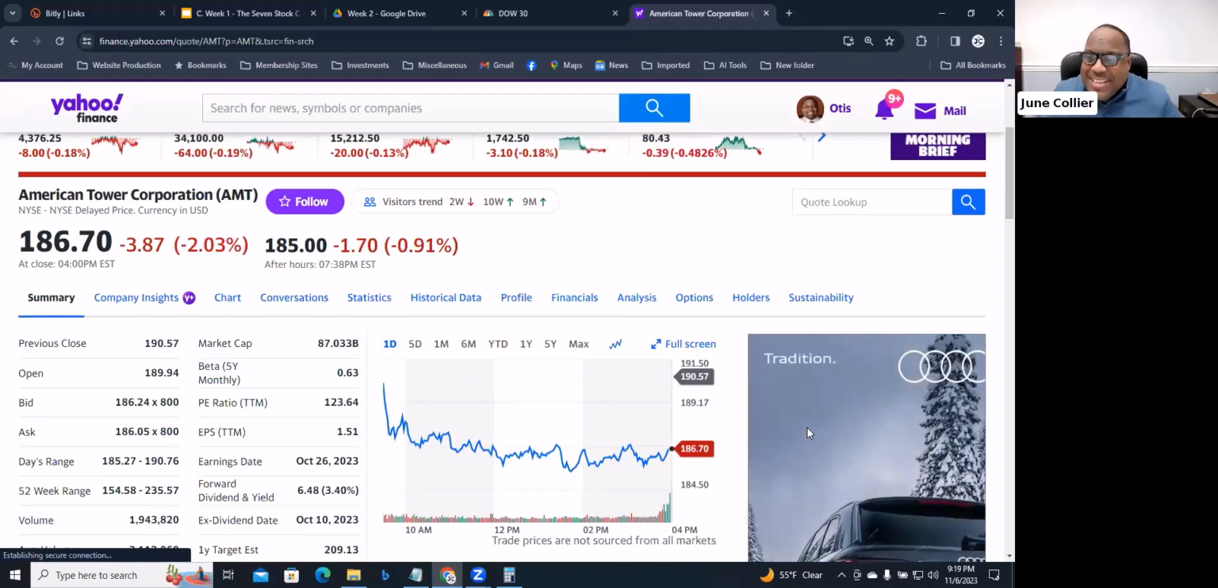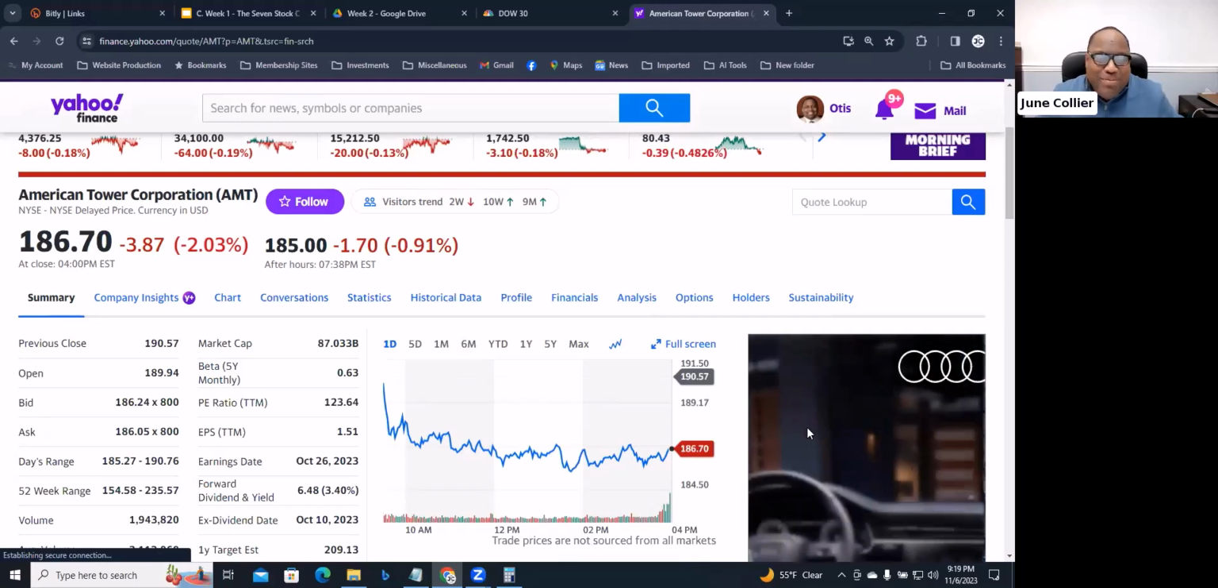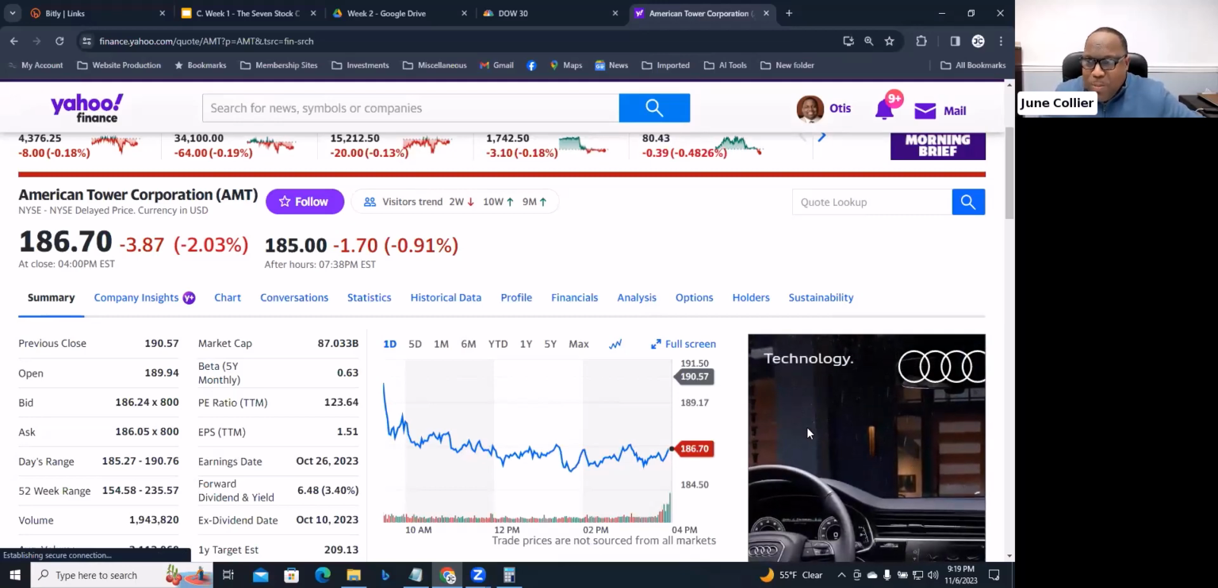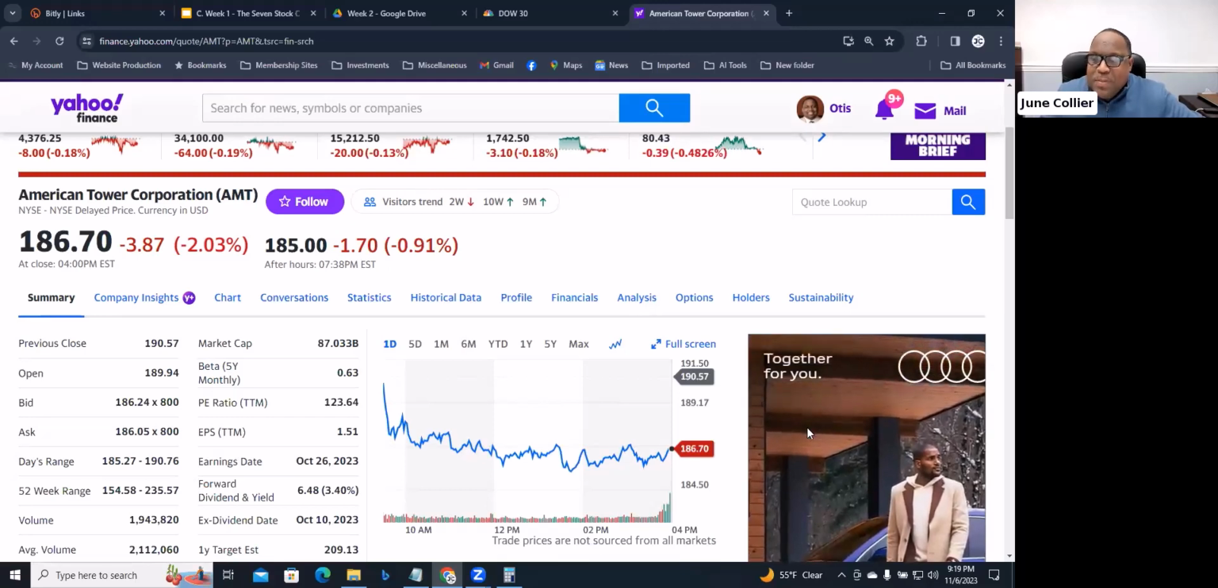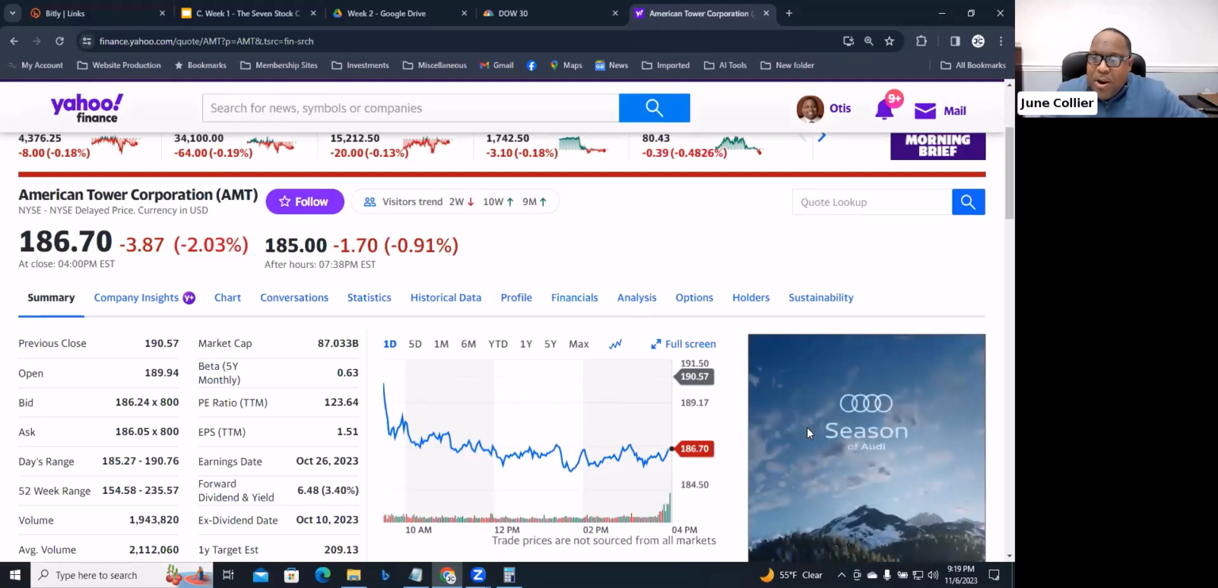Somebody said toilets. Office buildings. Nope, none of that. Wireless, exactly. So American Tower, they build these towers, so when you're driving and you are making a phone call, your phone call connects. Anybody ever seen those towers, those things that look like trees but they're really antennas?